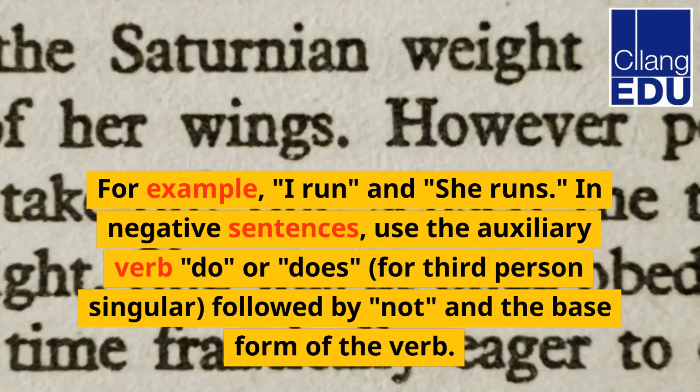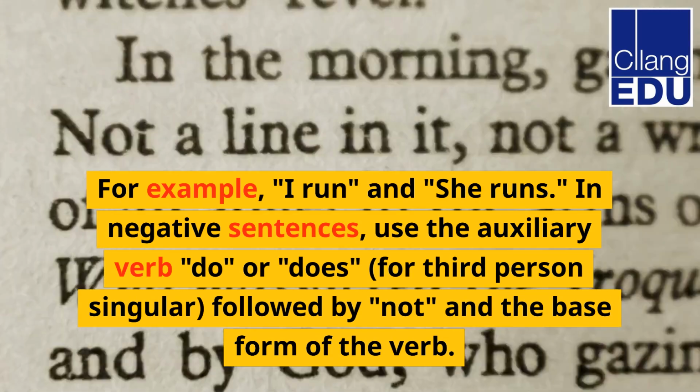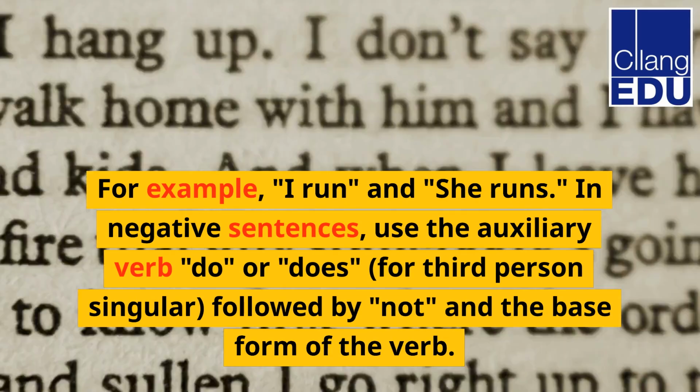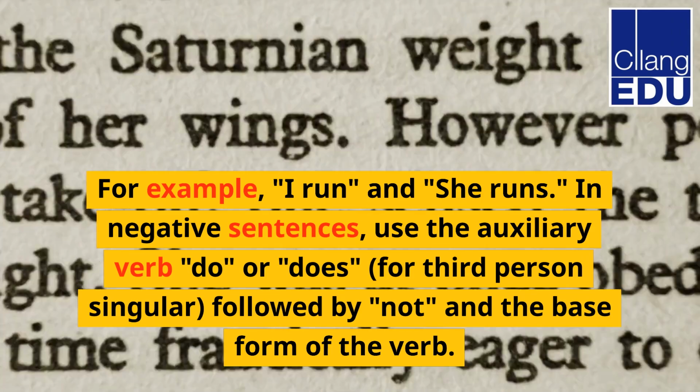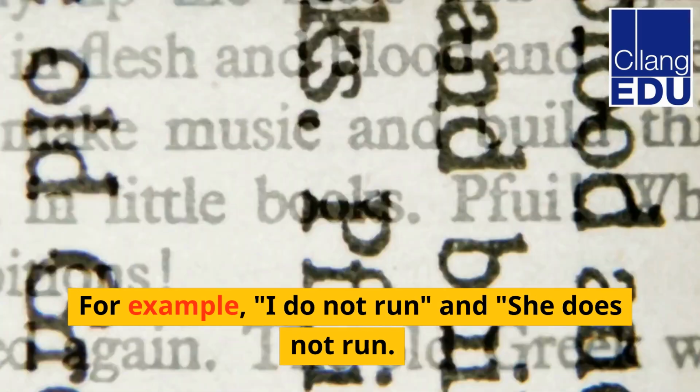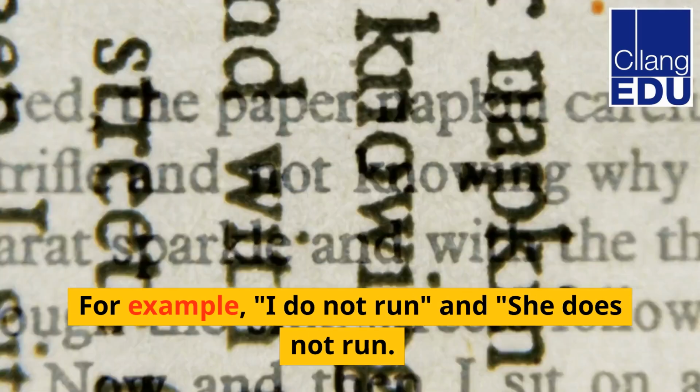In negative sentences, use the auxiliary verb do, or does for third person singular, followed by not, and the base form of the verb. For example, I do not run, and she does not run.